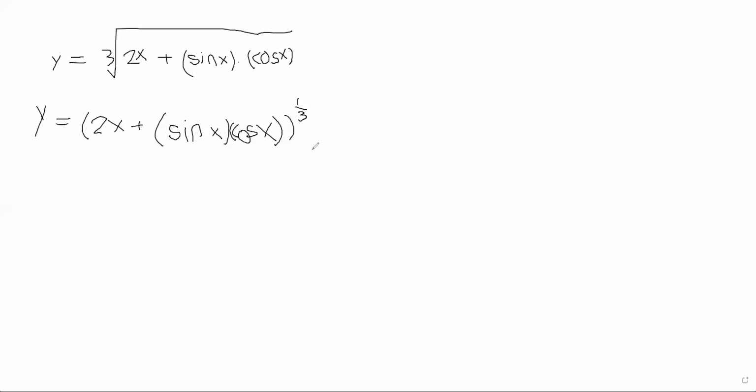So remember, the power rule works like this. We're going to take the 1/3, we're going to move it out to the front, and we're taking the derivative. Going to keep everything on the inside the same for now. And then we're going to take 1 away from the power. So 1/3 minus 1, that's 1/3 minus 3/3, we get negative 2/3.